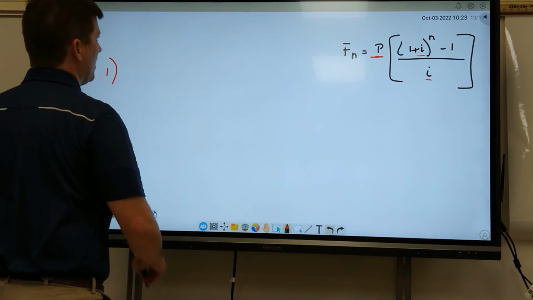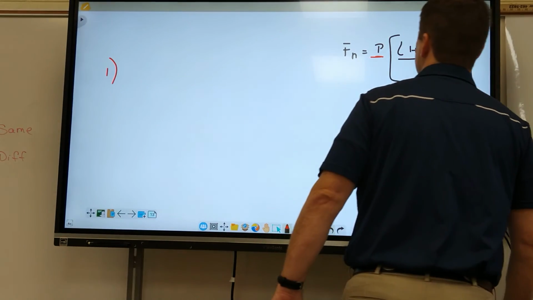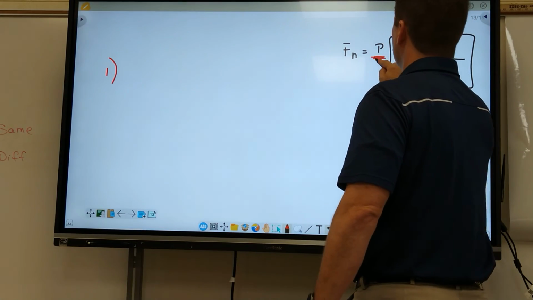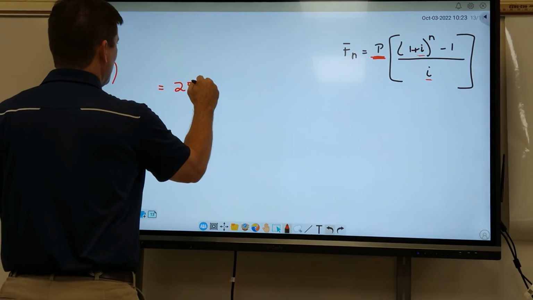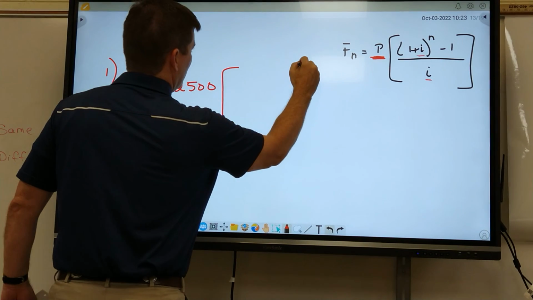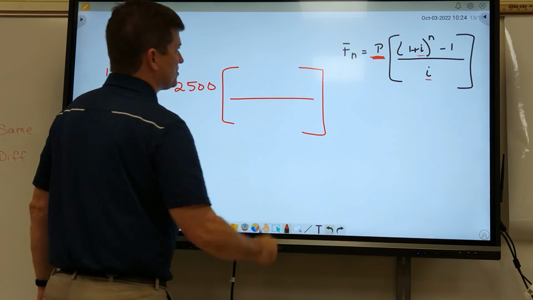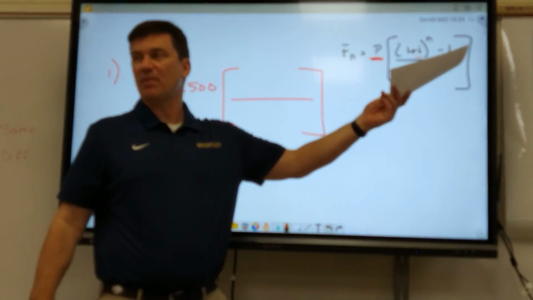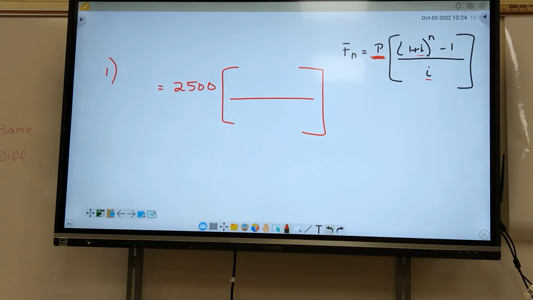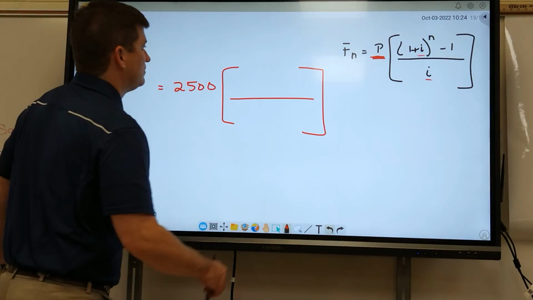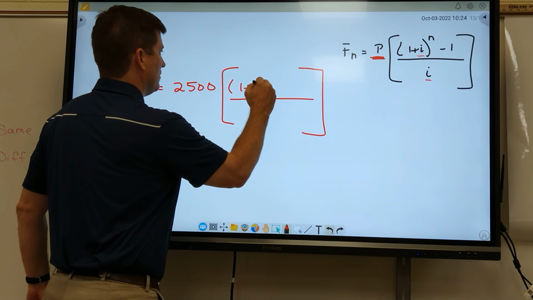All right, so where does $2,500 get plugged in at? That is your payment. So this time there's nothing on the left side. We plug $2,500 in right there. And this time, since I'm only doing it once a year, I don't have to divide my interest rate by 12. I can just type in 0.035. I'll turn the arrow.